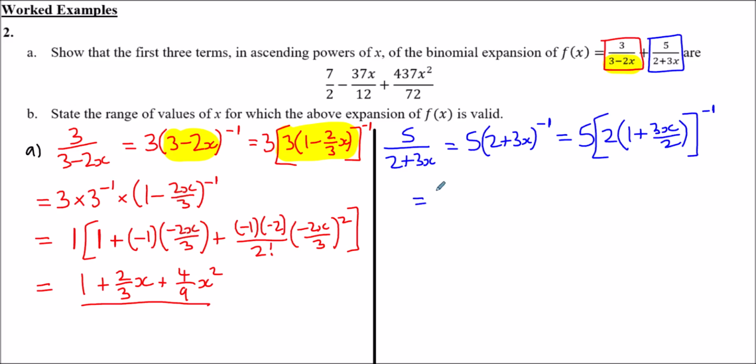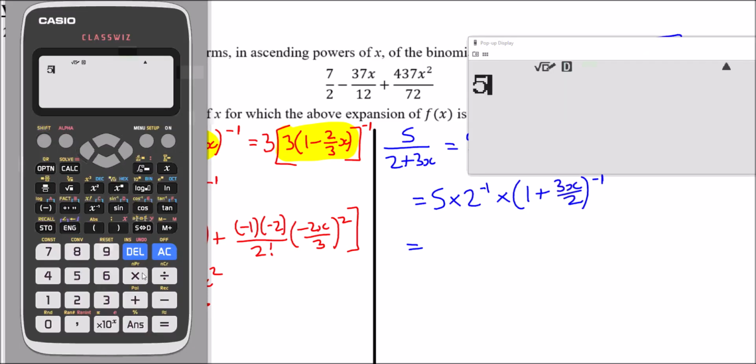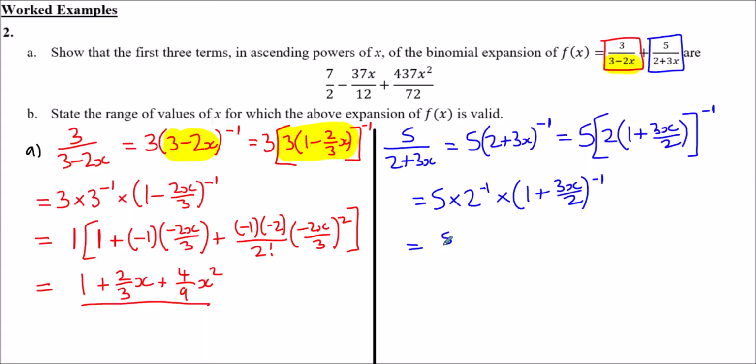So then I've got this 5, then 2 gets raised to the power minus 1, as does this bracket, which I can now perform the binomial expansion on. So it's 1 plus 3x over 2, all to the power minus 1. This thing here, 5 times 2 to the minus 1, if in doubt, just calculate it. So 5 multiplied by 2 to the power of minus 1, that just gives 5 over 2. So it's going to be 5 over 2 multiplied by this whole expansion here.